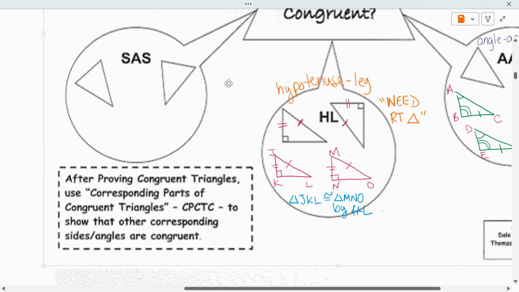And then you have side angle side. So side angle side means that the congruent angle lies in between the two congruent corresponding sides. So this is side angle side.